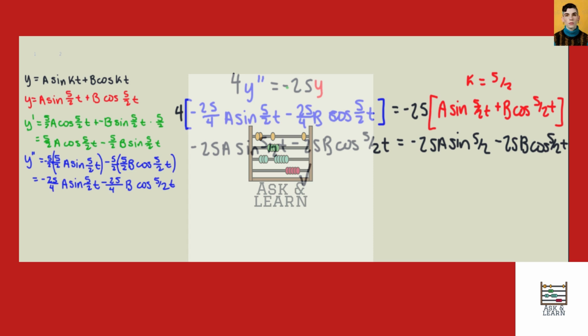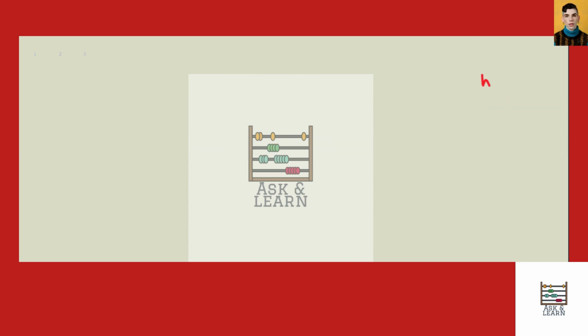However, we need to do the same thing for when k equals negative 5 halves. So we still have the same y equation. So y is going to equal a times sine of negative 5 halves t plus b times cosine of negative 5 halves t. And we still want to use the differential equation: 4 times y double prime is equal to negative 25 times our y equation. So we're going to do the same thing here. We're going to take y double prime.